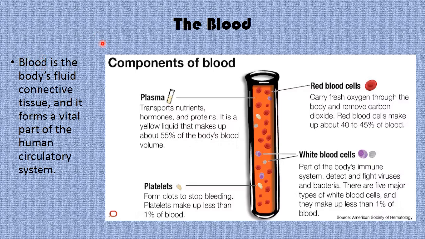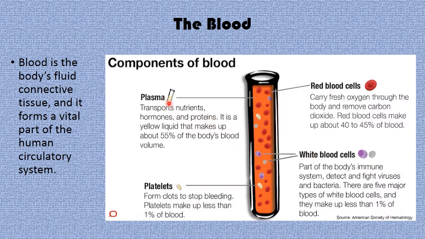We have the blood. Now, the blood is the body's fluid connective tissue, and it forms a vital part of the human circulatory system. Now, as I said earlier, the blood is made up of the plasma, the platelets, the red blood cells, and the white blood cells, and we're going to look at them in detail.